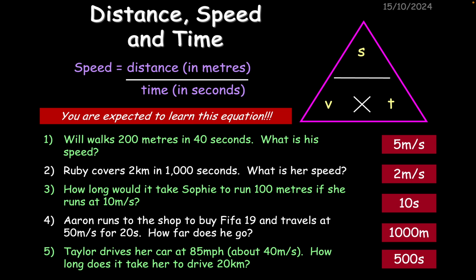Okay? So you've got kilometers, you've got miles per hour, you've got meters per second. So one of the tricks is to make sure you are in the correct units for GCSE, meters and seconds.